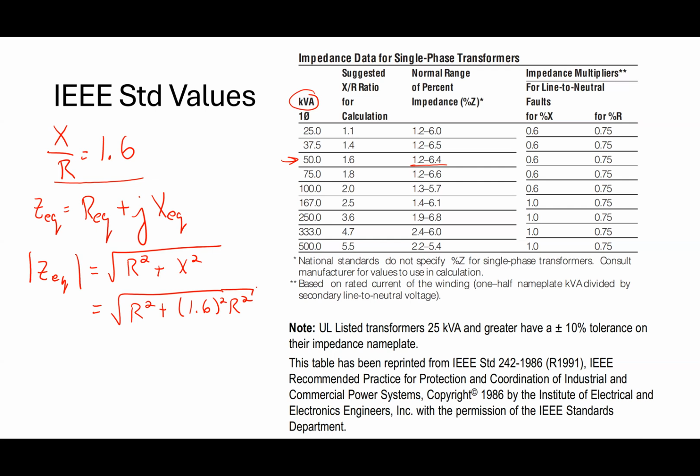The way I think about it is that if I have a vector R plus jX and I ask for the angle of that vector, you get tan inverse of X over R. That's equal to the angle of the impedance. Once I have that angle, how would I figure out REQ? It would be the magnitude of Z times what? If I know a vector's magnitude and its angle, how do I get the real part? Cosine.